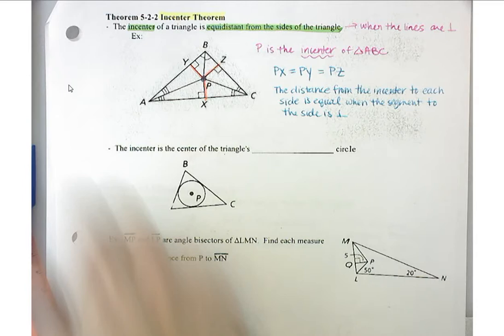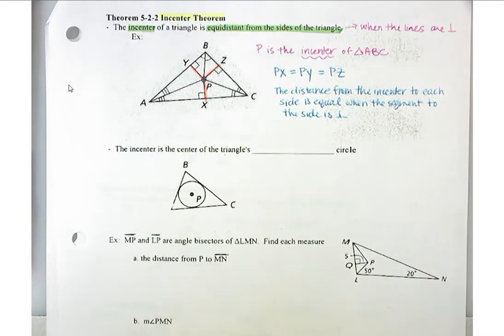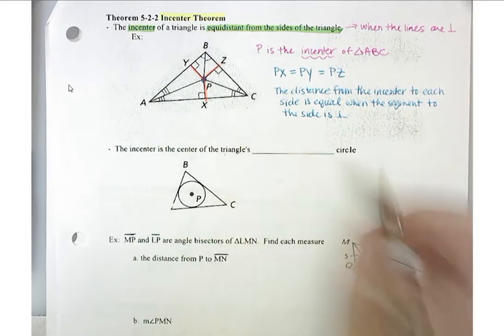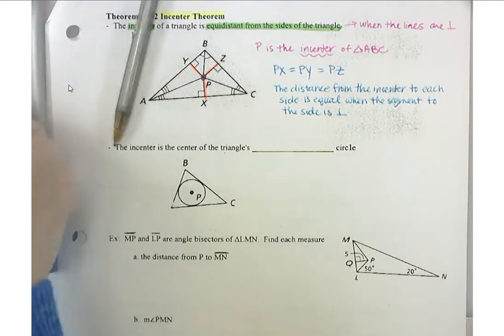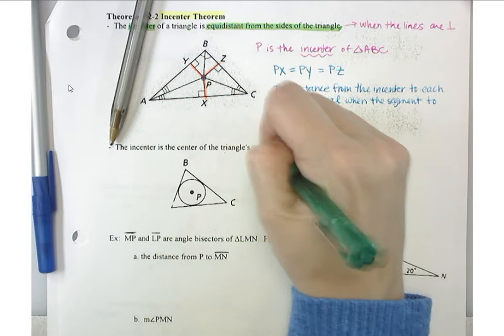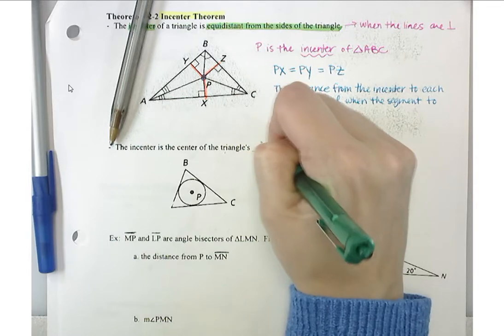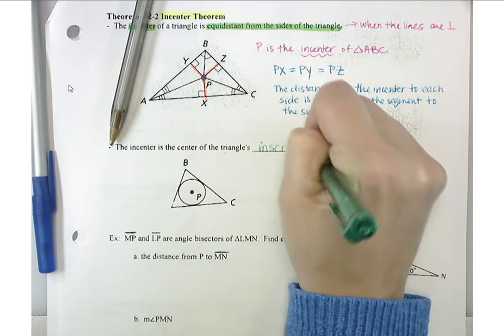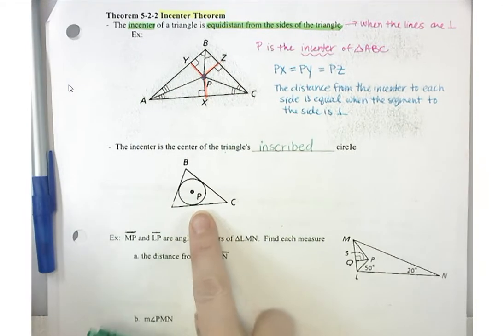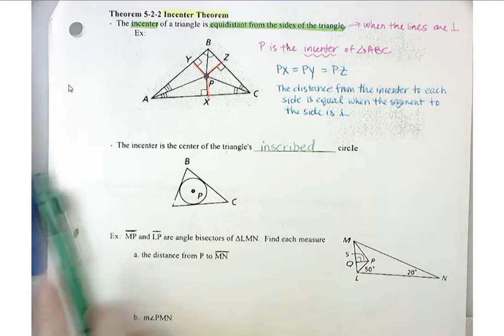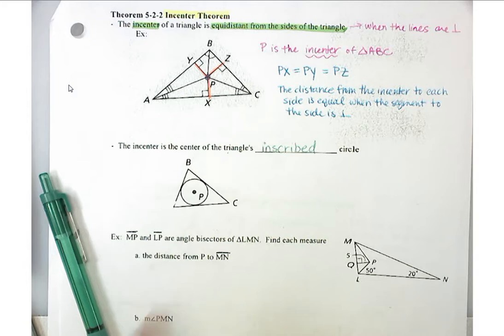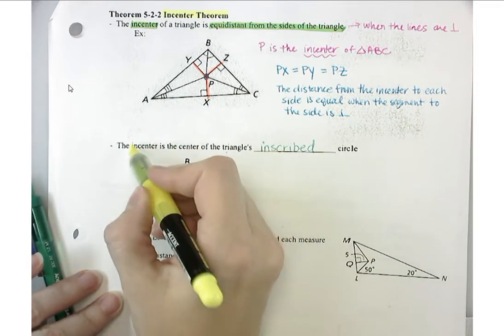Now, we just talked about a circumscribed circle. Now we are going to talk about an inscribed circle. So the incenter is going to be the center of the triangle's inscribed circle. And if you look at this picture here, you can see how they're different. Anybody want to tell me? Yeah, Griffin? The circle is touching the midpoint of each segment.